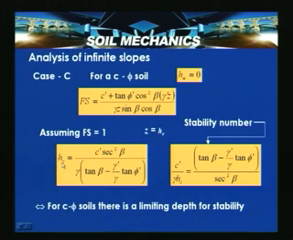So, Hc can be obtained by rearranging this expression. We can write Hc is equal to c' sec² beta divided by gamma into tan beta minus gamma' by gamma into tan phi'. If you rearrange these terms, c' by gamma Hc is equal to tan beta minus gamma' by gamma tan phi', divided by sec² beta. This is nothing but a stability number.